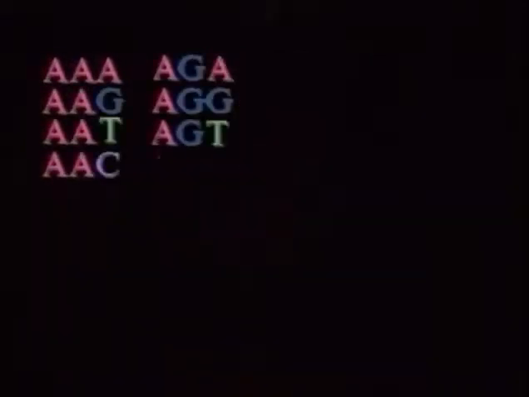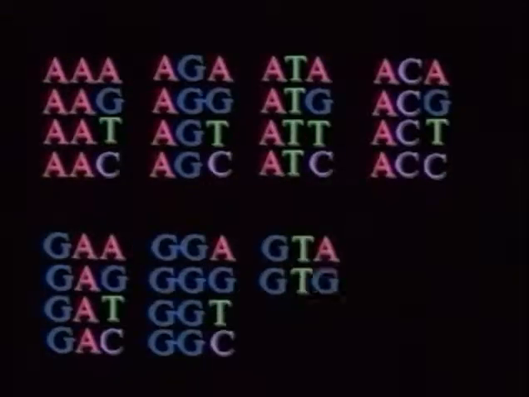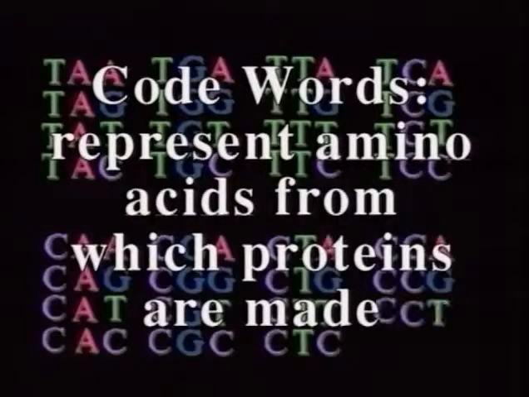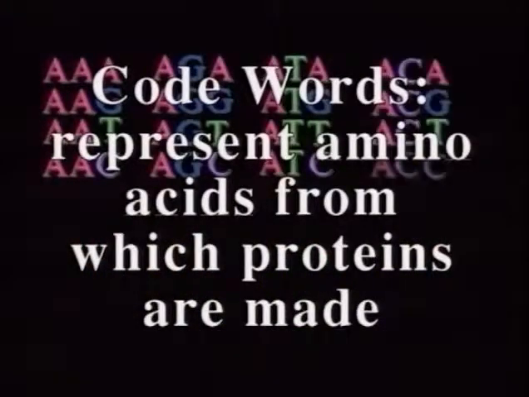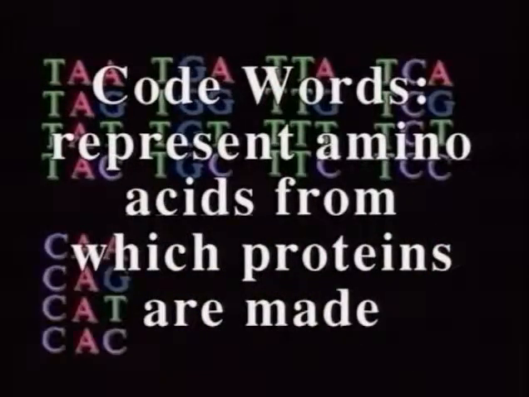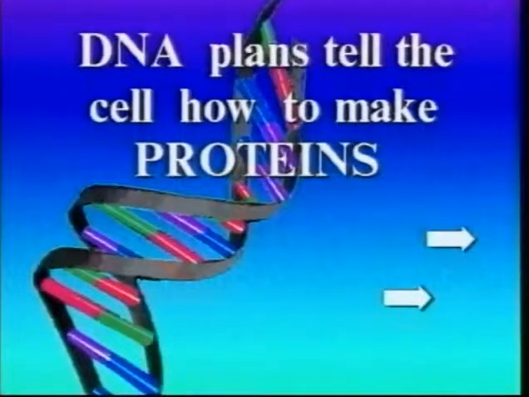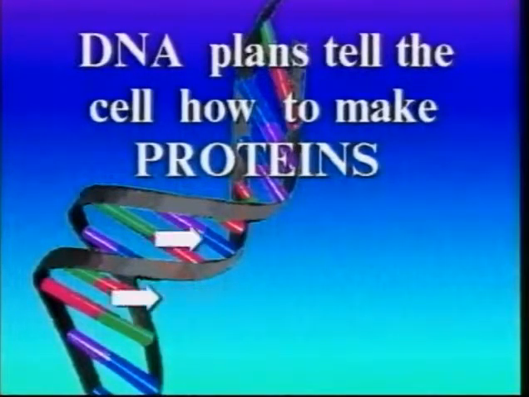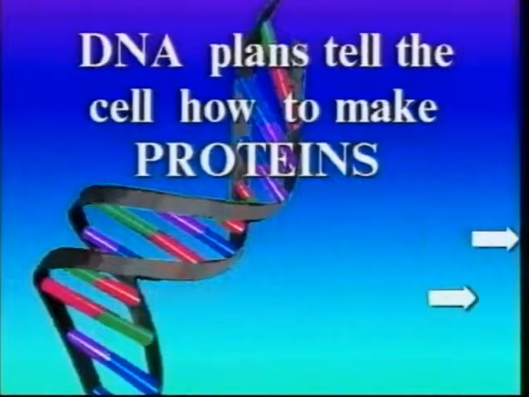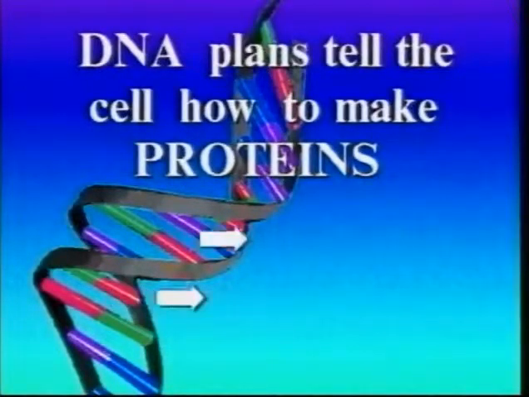Scientists have discovered that, except for 3 or 4 punctuation words, all the rest of the genetic code words in DNA represent the chemical building blocks called amino acids from which proteins are made. This means that the long chains of DNA in the chromosomes are nothing more than plans that tell the cell how to make different proteins.